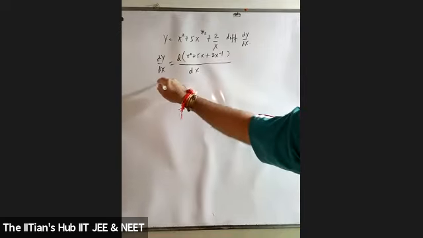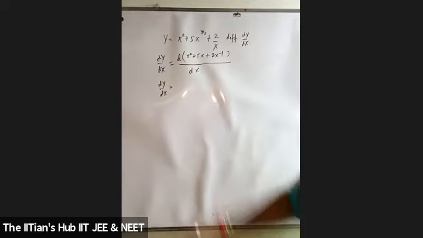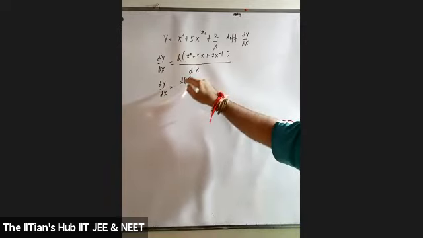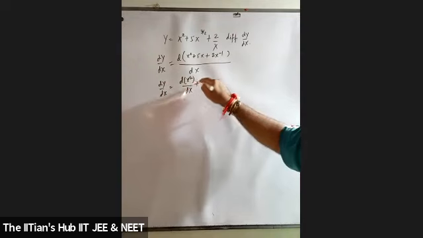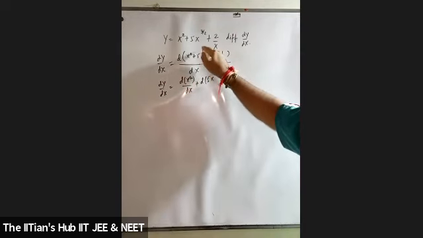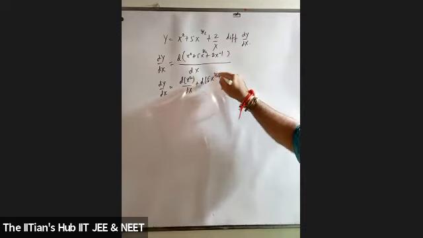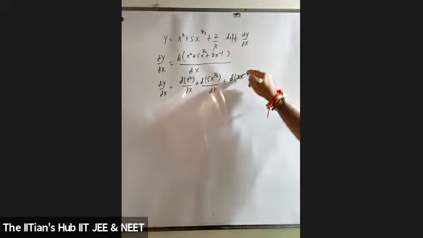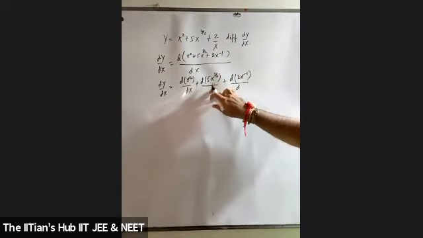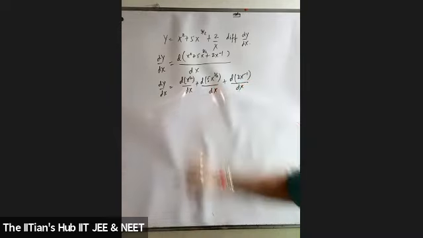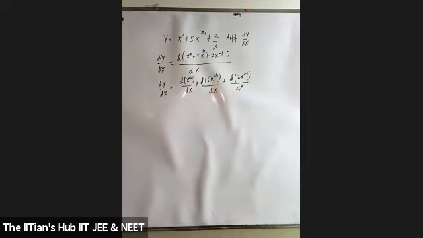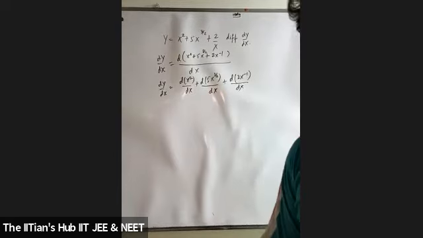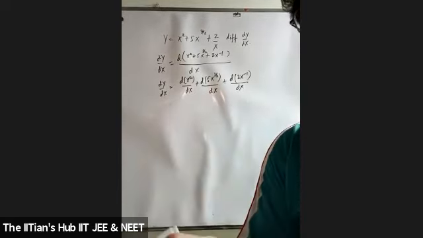Now if I say dy by dx, u plus or minus v, so can I write: differentiating x square by dx, plus differentiating x raised to 3 by 2 by dx, plus differentiating 2x raised to minus 1 by dx. Is this clear to all of you? Students, do reply yes or no. Yes, sir. Okay, if you don't reply, then it's of no use.